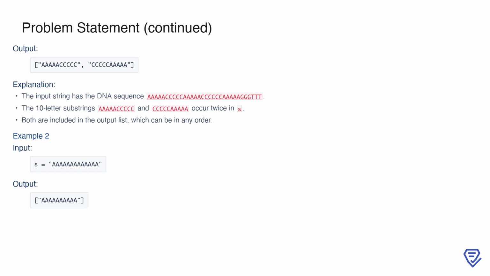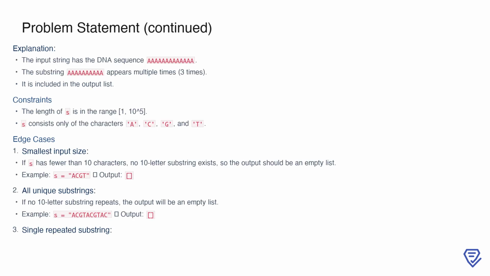Now, consider a simpler input, S equals AAAAAAAAAAAAA. Here, the substring AAAAAAAAAA appears 3 times in the sequence. Since it repeats, the output is AAAAAAAAAA. To further clarify, in the second example, the substring AAAAAAAAAA is the only 10-letter-long sequence that occurs multiple times in the input string. As a result, it is the sole element in the output.